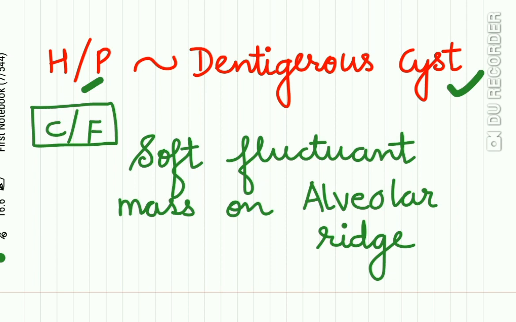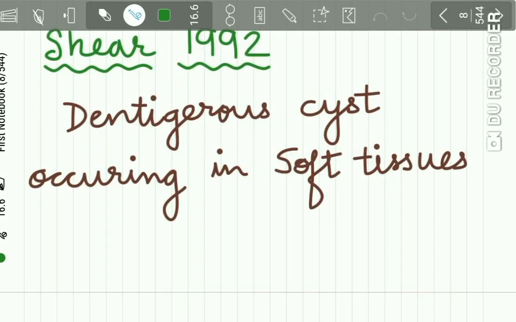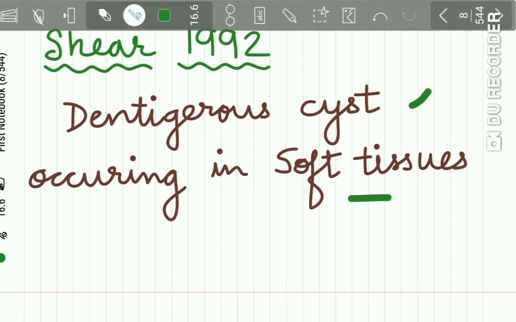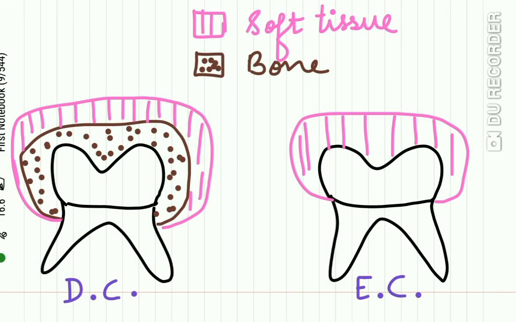Clinical features. Clinically, we can see an eruption cyst as a soft, fluctuant mass on the alveolar ridge. Shear in 1992 described eruption cyst as a dentigerous cyst that has occurred in soft tissue. So, the soft tissue counterpart of a dentigerous cyst can be described as an eruption cyst.